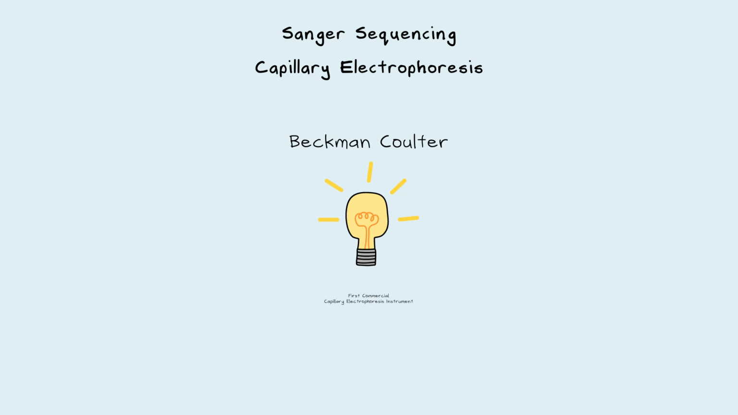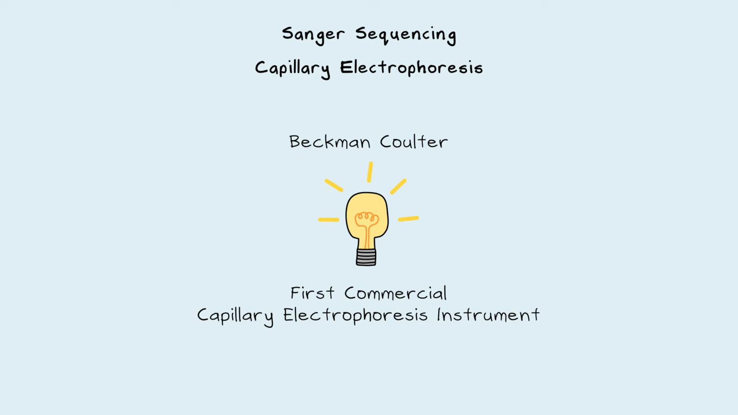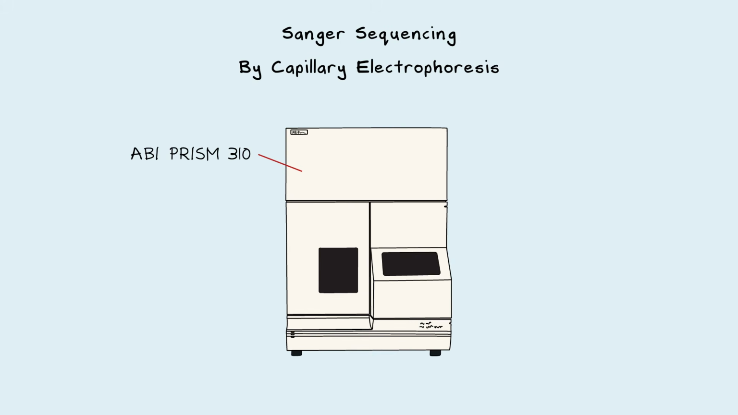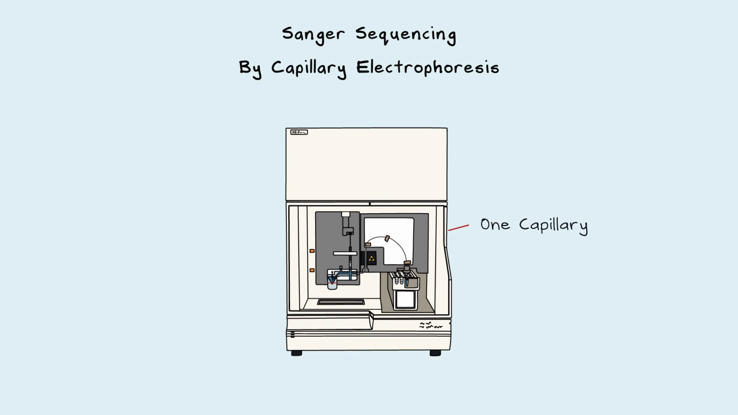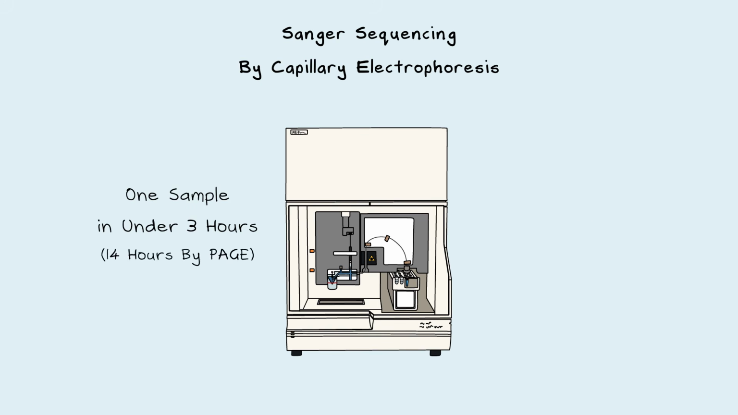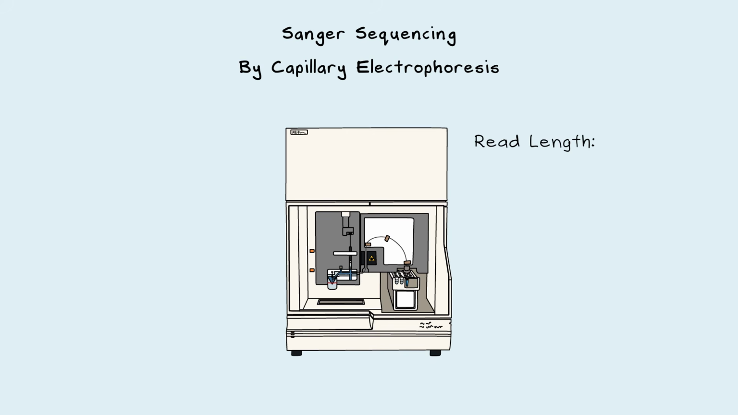Beckman Coulter launched the first commercial capillary electrophoresis instrument in 1989. This paved the way for the development of a capillary-based Sanger sequencing system, the ABI PRISM 310. Applied Biosystems launched this system in 1995, and modern Sanger sequencing was born. The ABI PRISM 310 had one capillary for electrophoresis in place of a page gel. One sample could be run in under 3 hours compared to 14 hours. The sequencing length was also improved and could now sequence up to 600 base pairs.